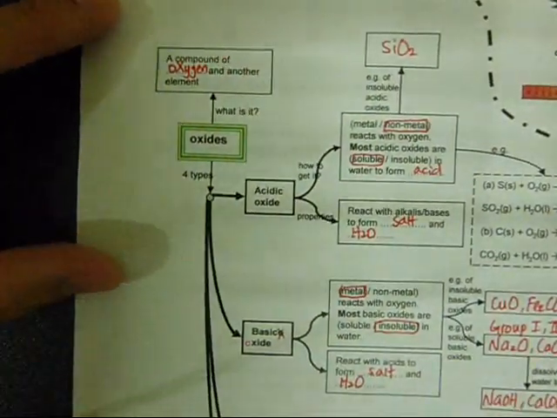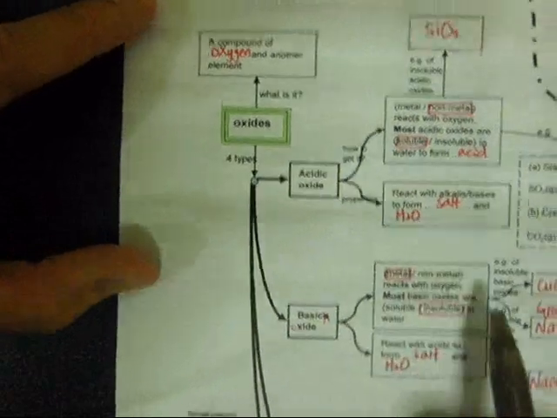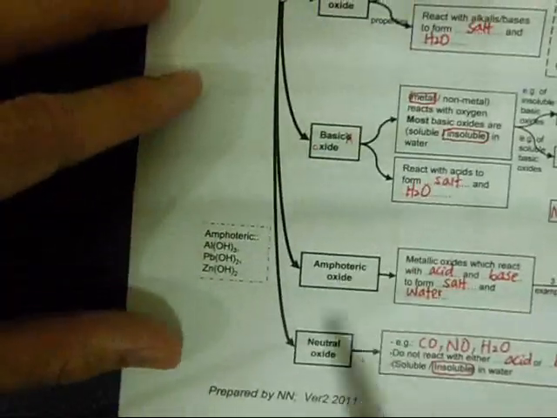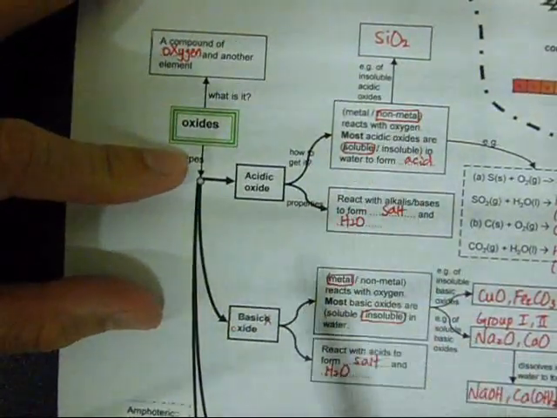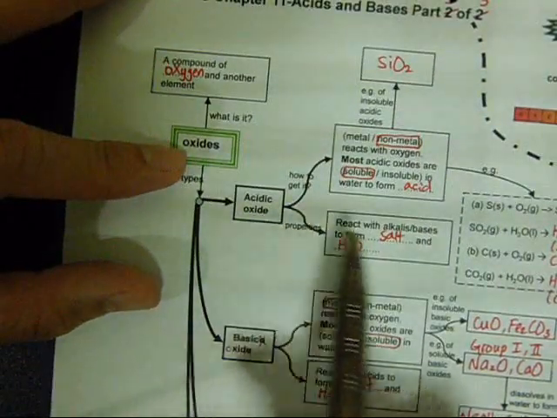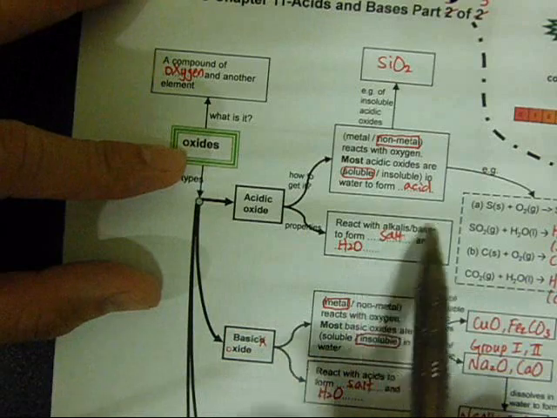And the last part, it's about oxides. So there are 4 types of oxide: acidic oxide, basic oxide, amphoteric oxide, and neutral oxides. You have to remember them. Now basically, acidic oxide is non-metal oxides. Non-metal combined with oxygen, they will give you acidic oxide. The properties of acidic oxide react with alkalis or bases to form salt and water.